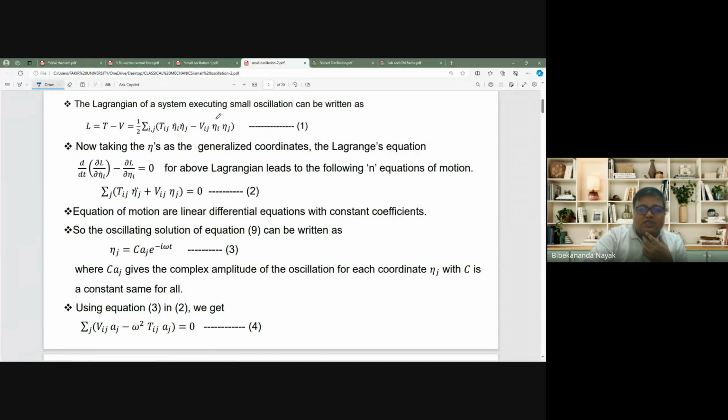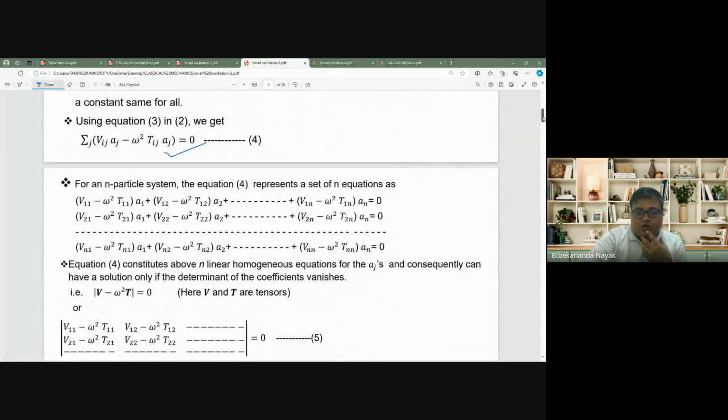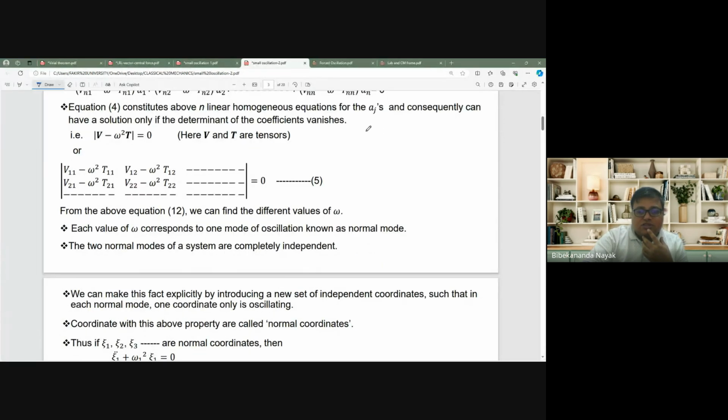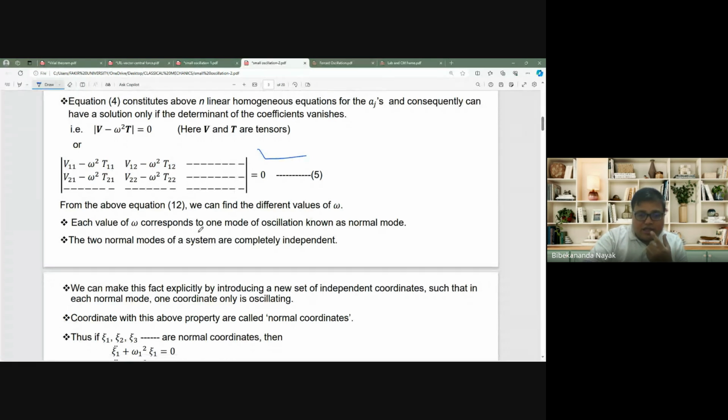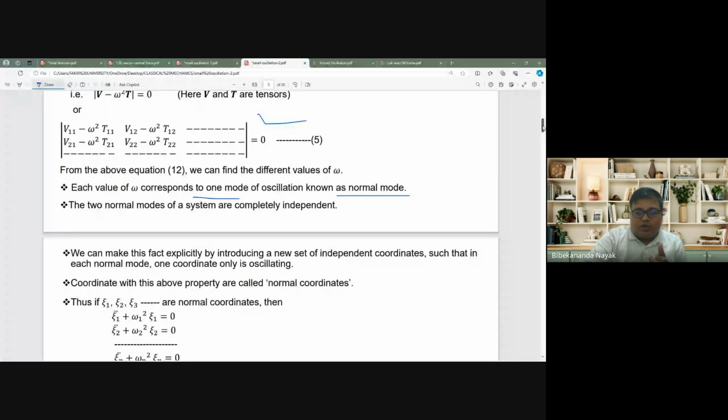The Lagrangian of a system is T minus V, and with the Lagrange equation we got this equation. This is the solution, which we got in the last slide. Next, we know this is the solution and the secular equation. The roots of this equation give different values of angular frequency, and each value gives one mode of oscillation known as a normal mode. So these frequencies are known as normal frequencies.